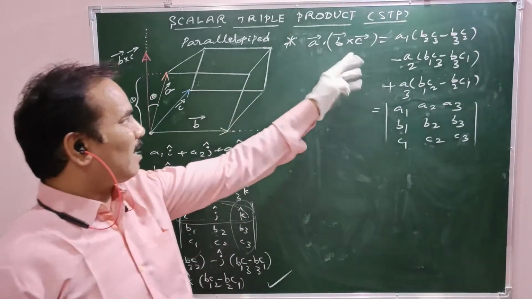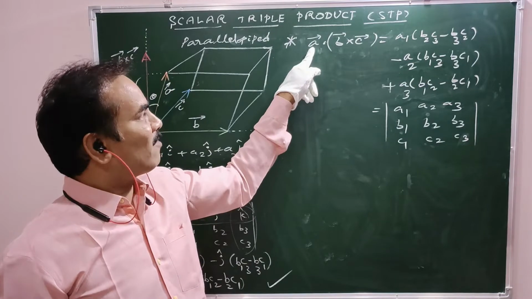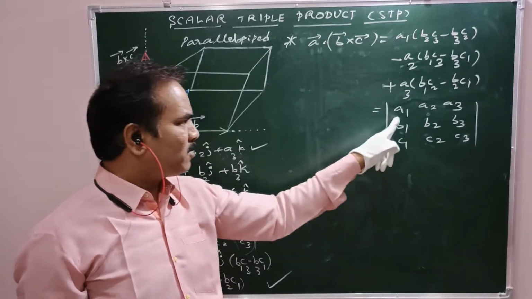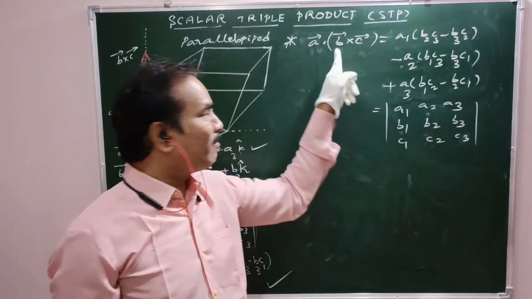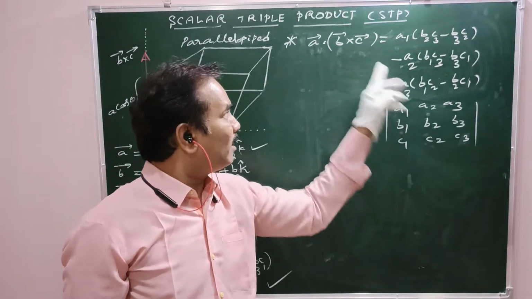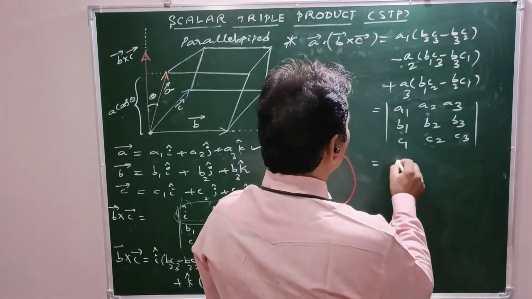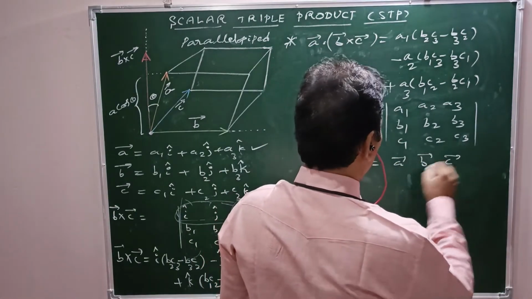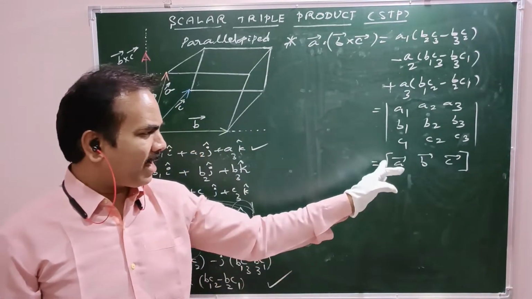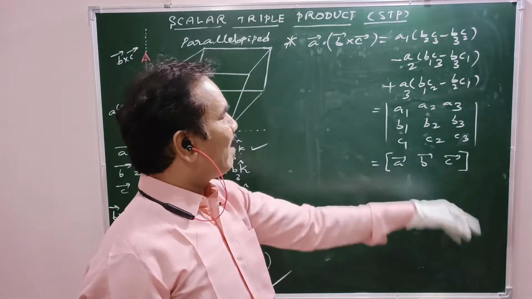So A bar dot B bar cross C bar equals determinant of components of first vector, after which components of second vector, after which components of third vector. A bar, first vector, means coordinates of A bar, A1, A2, A3. B bar, second vector, components B1, B2, B3. And then components of third vector like that. This can also be written as bracket A bar, B bar, C bar. See the sequence. A bar dot B bar cross C bar equals bracket ABC.